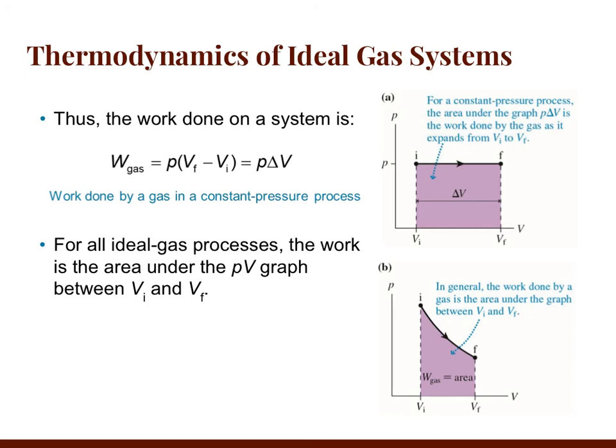And the fun thing about the work done on the system by the gas is that on a PV diagram, it is the area under the curve. So if you needed to know the work done on a gas with this diagram, the work done is simply the square area. Down here, that area would be harder to compute. You'd have to use some calculus, but it is still just the area under the curve.